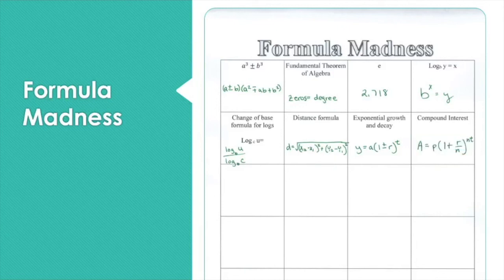The last one is compound interest, which has a very similar formula to exponential growth and decay. We have A equals P, open parentheses, 1 plus r over n, close parentheses, to the nt. This is your level 3 formula madness. I hope this has been helpful.